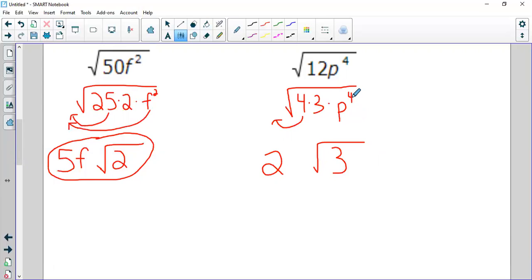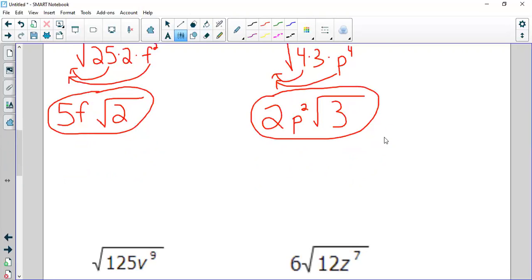P to the 4th power has an even exponent. It's a 4th power, so it's a perfect square. I'll take it out by dividing the exponent by 2. 4 divided by 2 gives me an exponent of 2. So 2p squared is on the outside times the square root of 3 on the inside. Ta-da! Variables are really not tough. They're actually easier than the numbers.